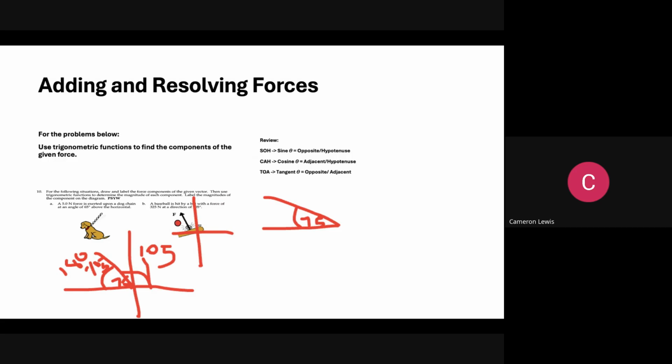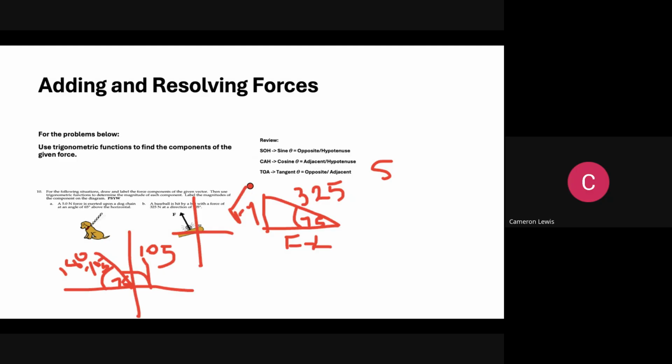So now I know that this still is 325. And now I need to finish my triangle to where I can find my y and my x. So if I want to find my y, it's opposite of the angle. So I use what function?